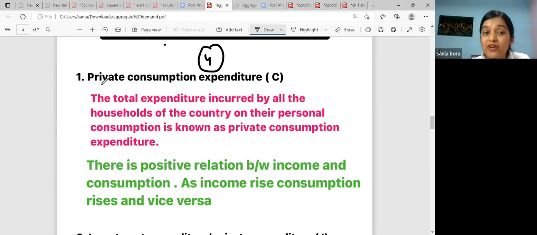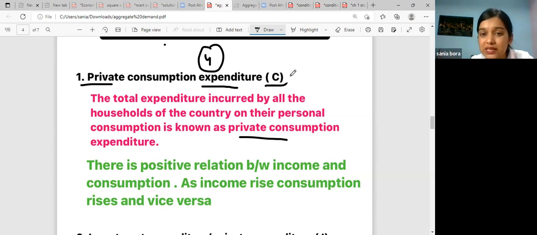The first is private consumption expenditure, the expenditure which is done by private households. The total expenditure incurred by all the households of a country on personal consumption is known as private consumption expenditure. For example, I am buying sugar, I am buying a pen. This is my personal expenditure. Private means we people. Government is different and private is different.